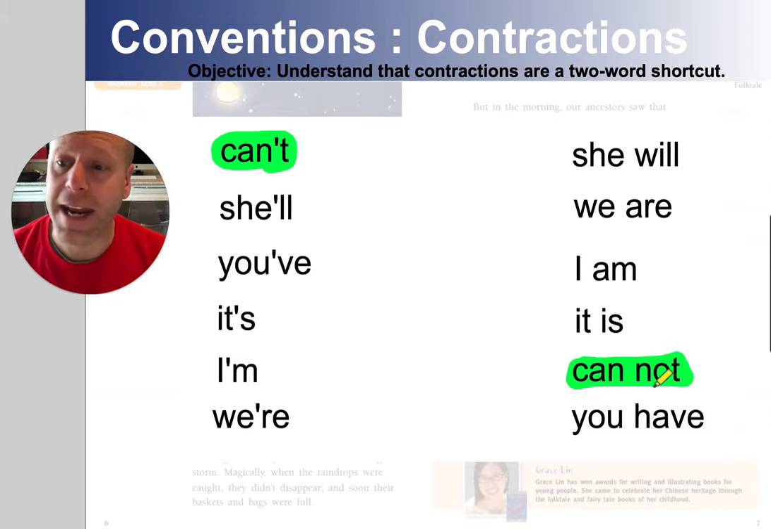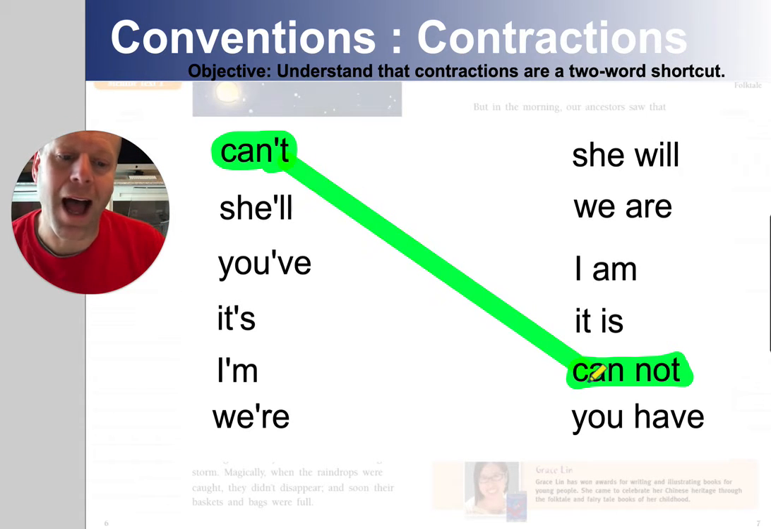The words cannot kind of got stuck together just by people using them a lot. Can't is the shortcut for cannot. And the reason I know it's stuck together is it has an apostrophe. Okay? So all contractions have an apostrophe.